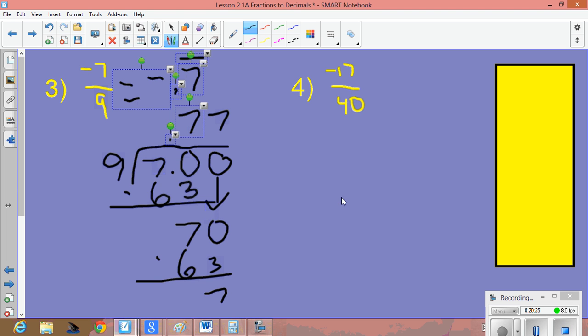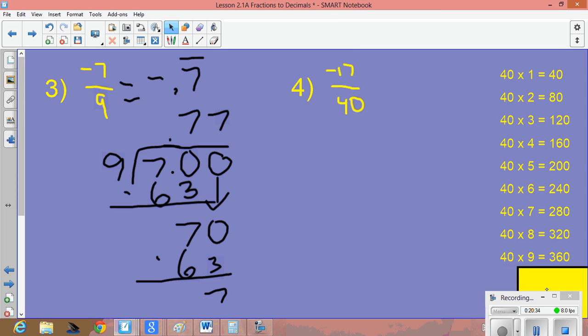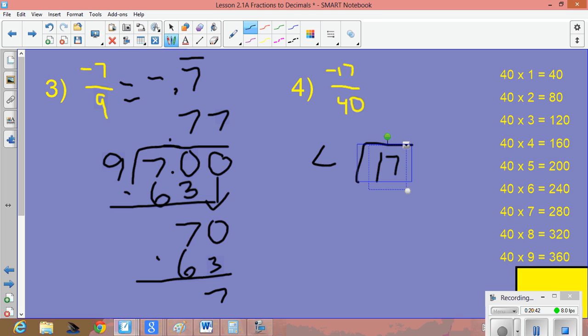All right, and for the last one, I have included for you all the facts of 40. Please be sure you write this down. And we're just going to divide. 17 is being divided by 40. 40 cannot go into 17, so we add a decimal and a 0. If you take a look at your chart, how many 40s can go into 170? And we get an answer of 4.